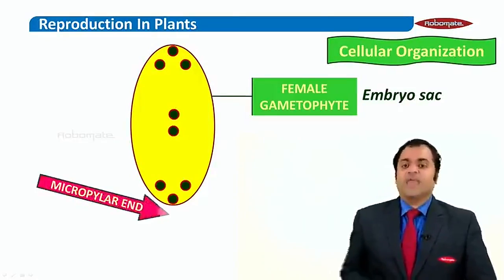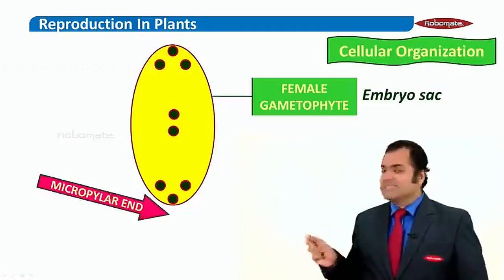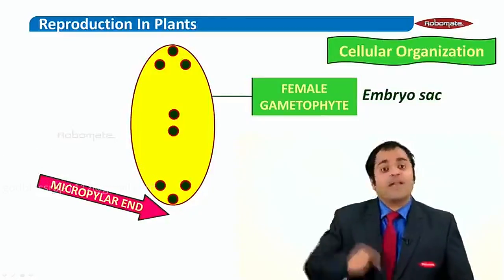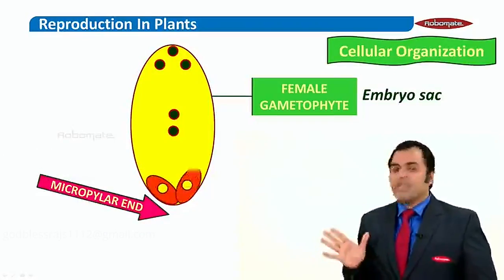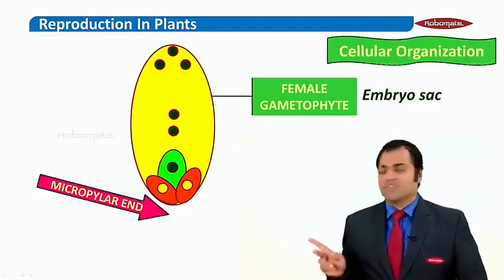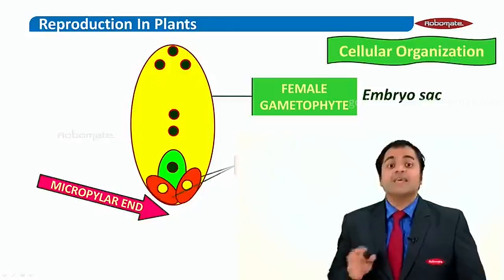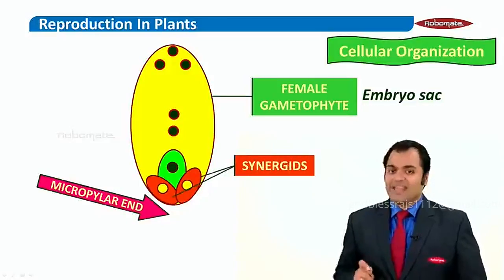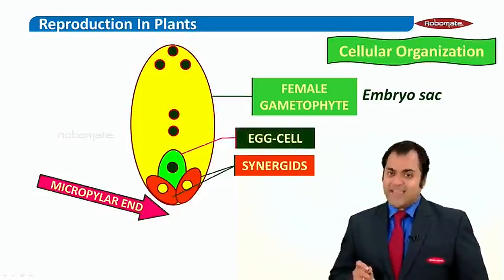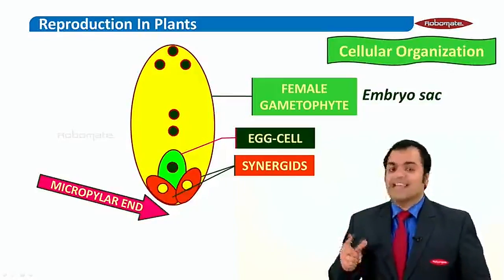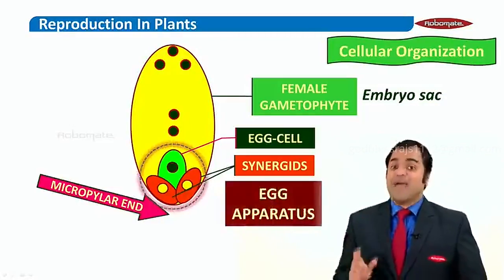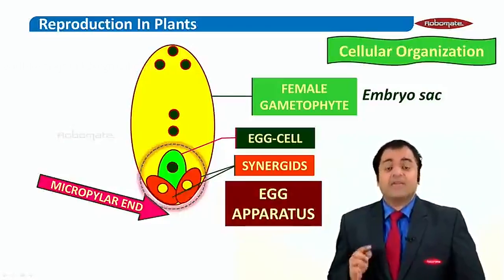Now at the micropylar end, you can see there are 3 nuclei. These 3 nuclei will develop a cell wall around them and turn into 3 beautiful cells. Of these 3 cells, the 2 at the top, which are orange in color here, are called synergids. And that one large cell at the bottom is called the egg cell. Together, the egg cell and the synergids collectively form a structure called the egg apparatus.